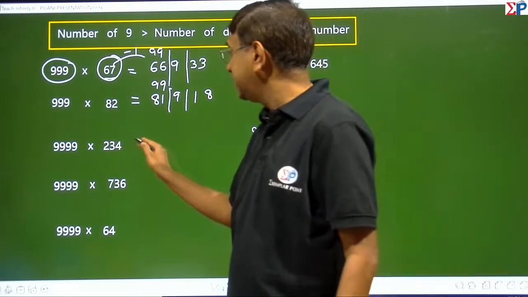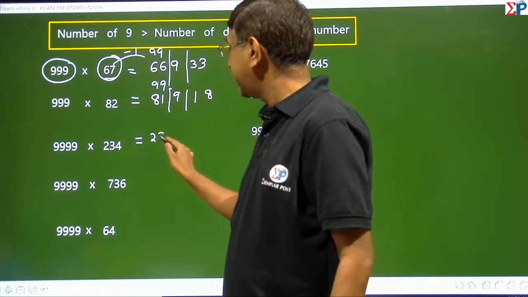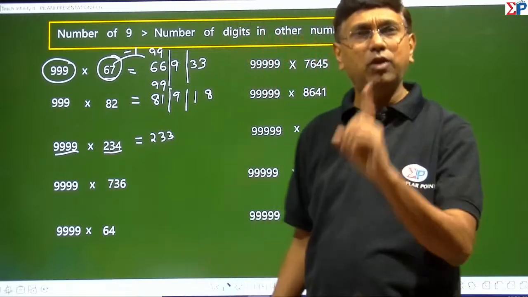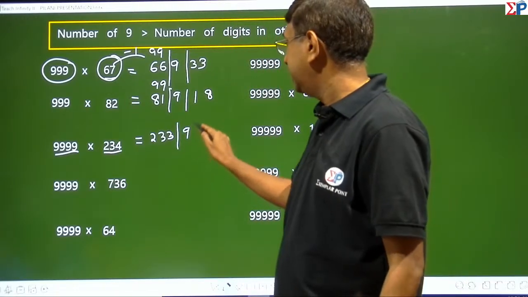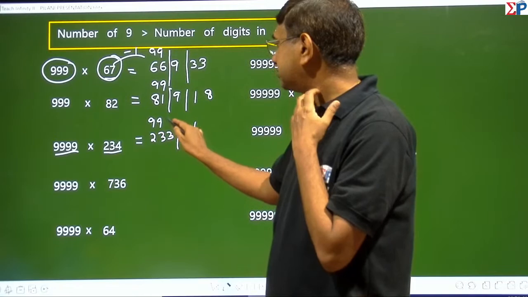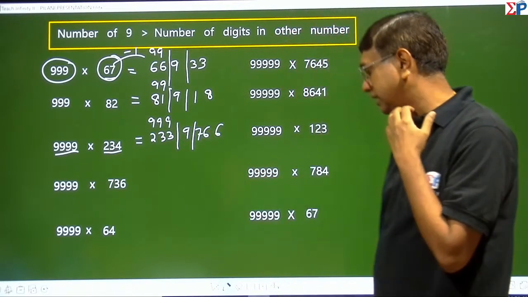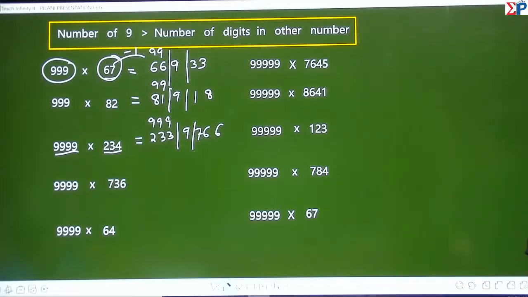So the same we can see here. 234. So first write 233. 4 9s and this has 3 digits. So again only 1 9 is extra, so write it. So what would be out here? 667. So you'll get 233 9 766.